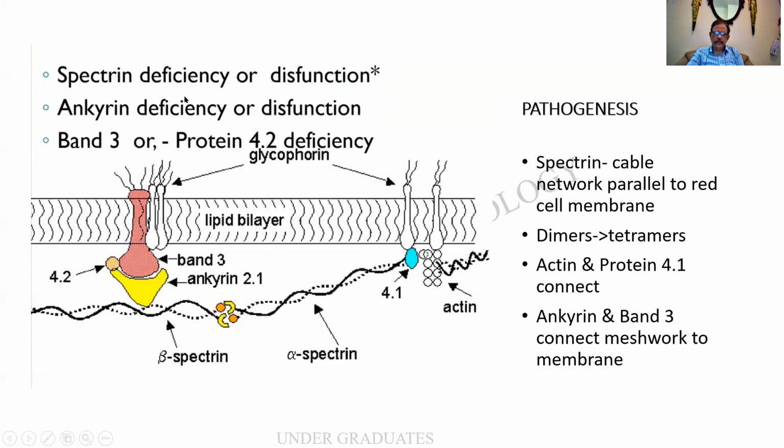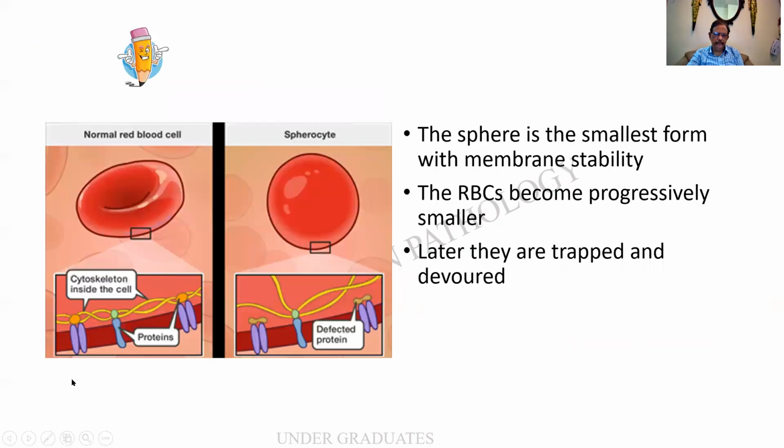And what is spherocytosis? It can happen whenever there is a deficiency or a dysfunction in spectrin, in band 3 or band 4-2, protein 4-1, 4-2. Band 3 and protein 4-2, actin and 4-1. So when there is going to be a defect in any of these things, it can lead to spherocytosis. So please mention this one, draw this diagram.